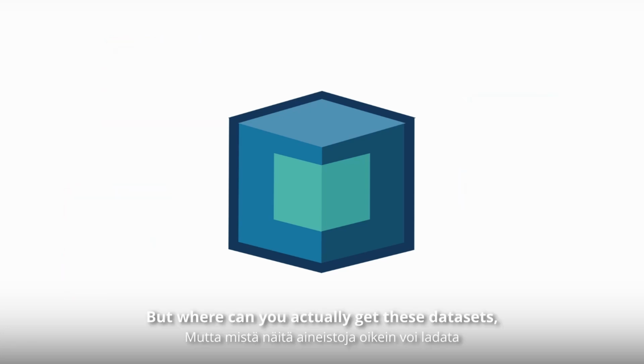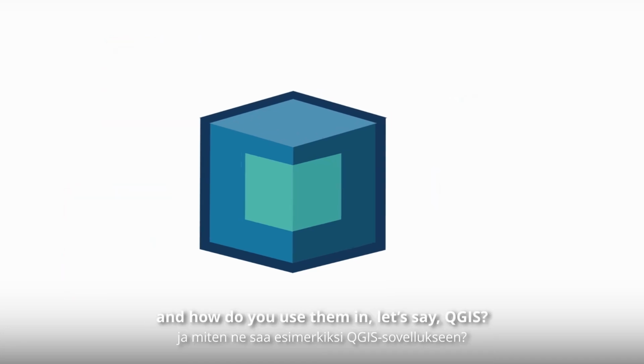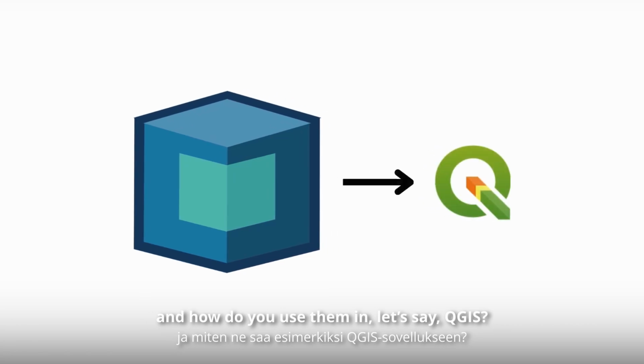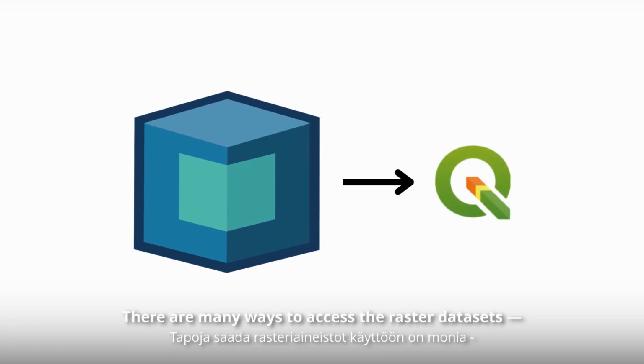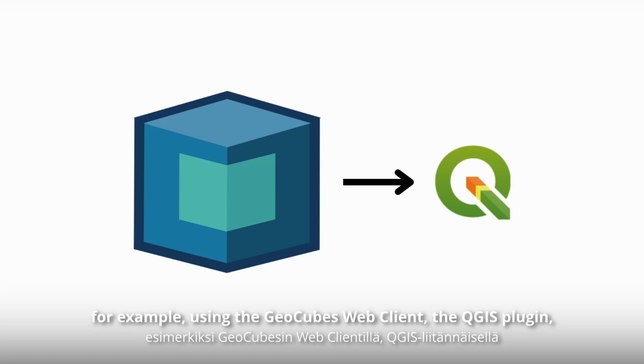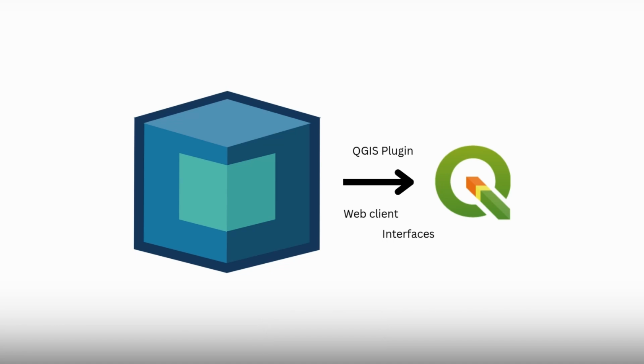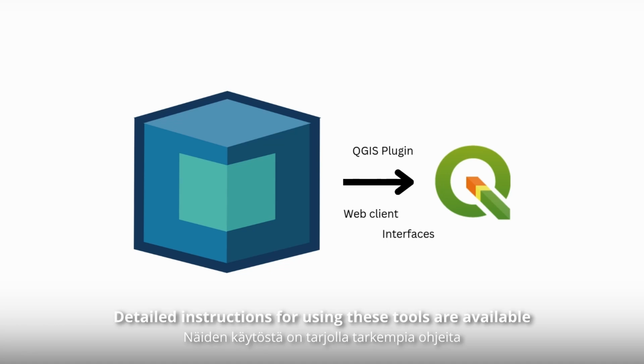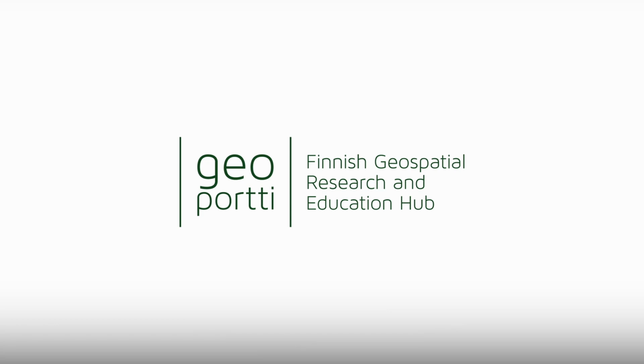But where can you actually get these datasets, and how do you use them in, let's say, QGIS? There are many ways to access the raster datasets. For example, using the GeoCubes web client, the QGIS plugin, or various APIs. Detailed instructions for using these tools are available on the Geoportti YouTube channel.